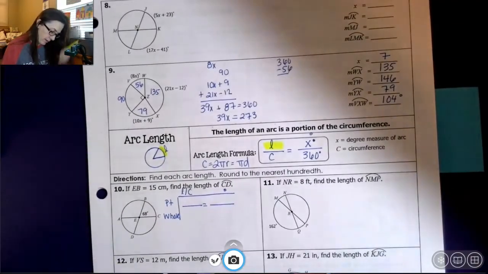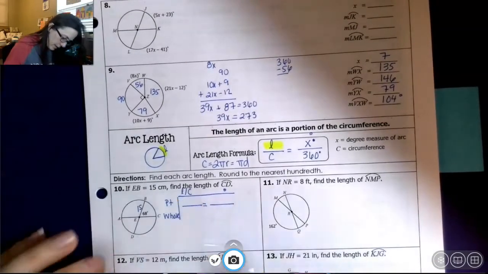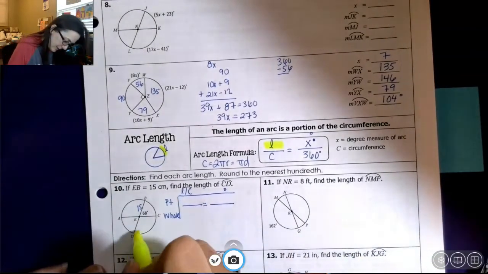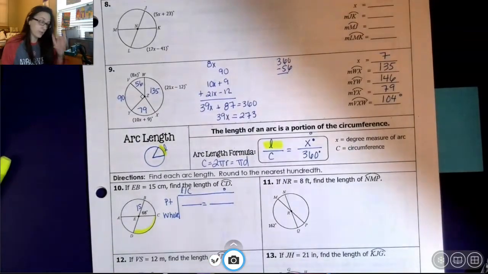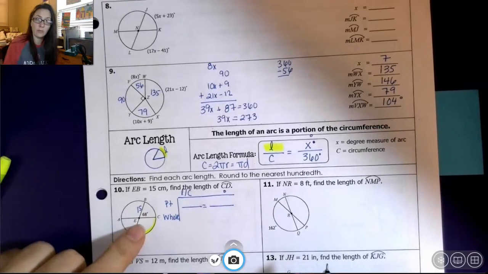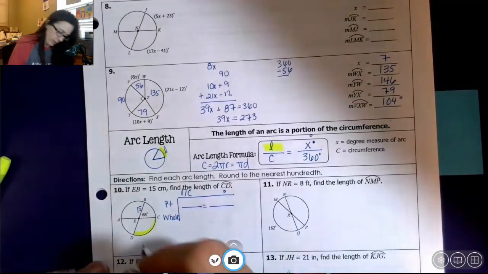So I want, if EB is 15, find the length of CD. CD is this one here that I'm looking for. So first, I'm going to do 180 minus 68. When I subtract, I get 112 over here.